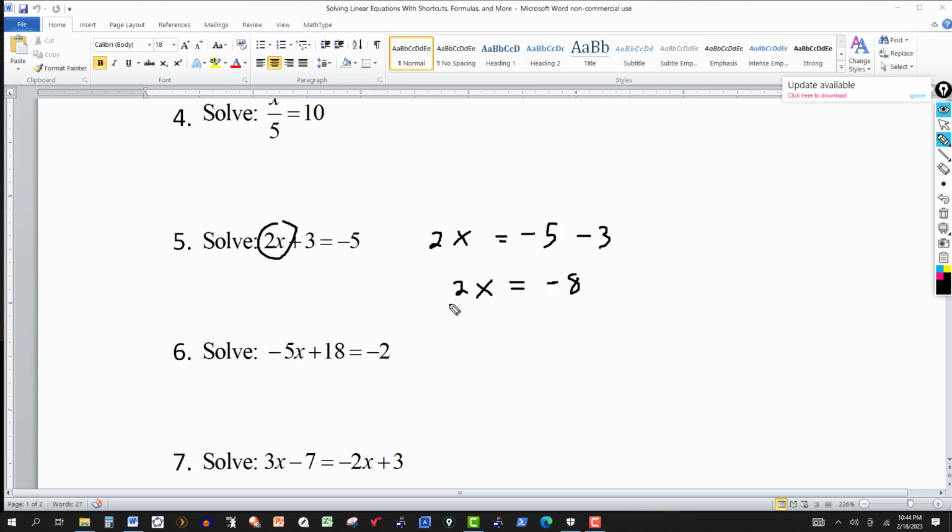Now, we want to make this 2 a 1. Opposite of multiplication is division, so just divide here by 2, but you have to do that to the other side. So these cancel out. That gives me 1x, so I'll just put x. The 1 is understood.